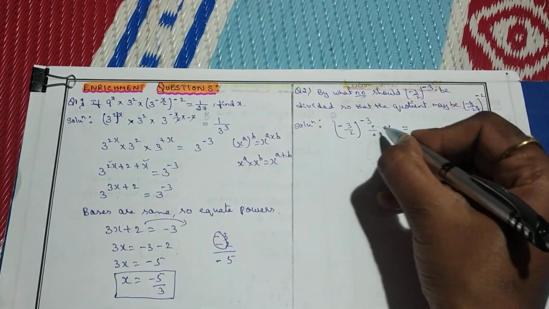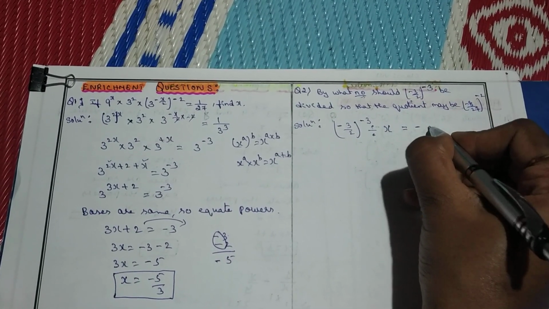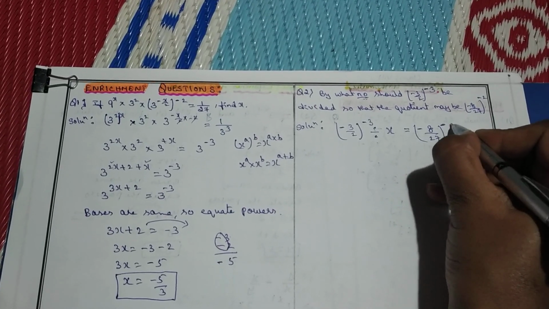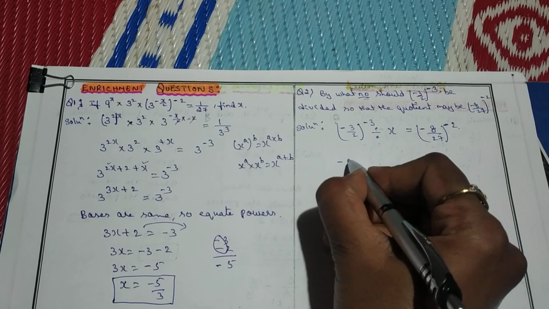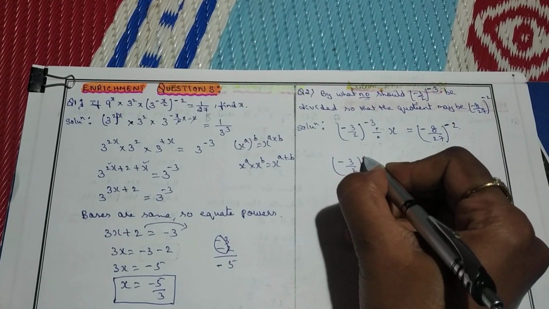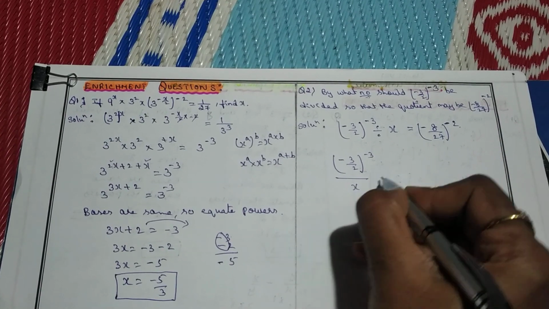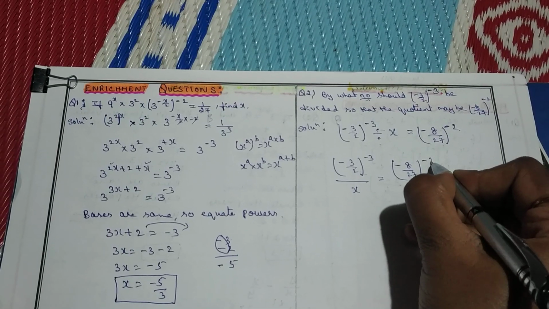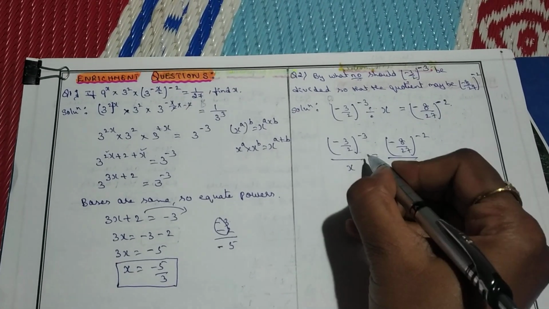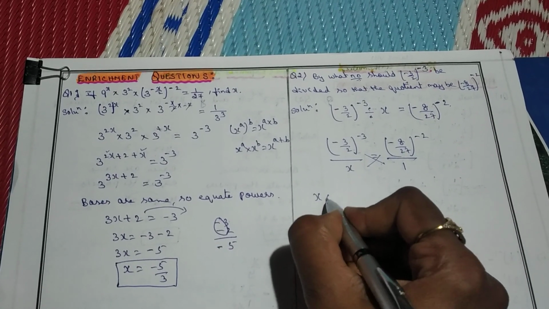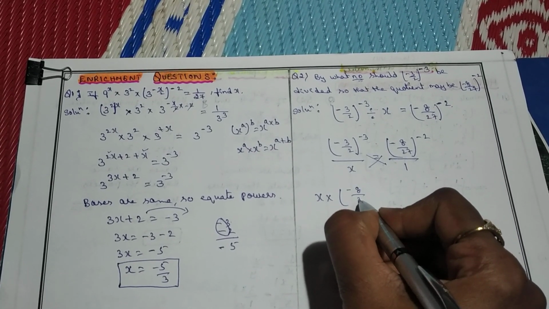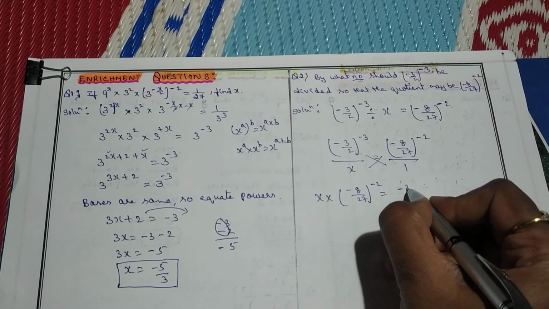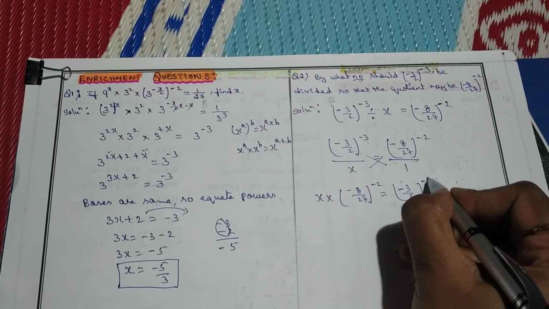Then the quotient, when this is divided by this, will be minus 8 by 27 whole to the power of minus 2. Now minus 3 by 2 whole to the power of minus 3 divided by x equals minus 8 by 27 whole to the power of minus 2 divided by 1. Now apply the cross multiplication method. x into minus 8 by 27 to the power of minus 2 equals 1 into minus 3 by 2 whole to the power of minus 3.